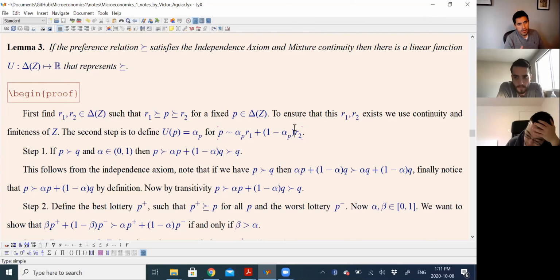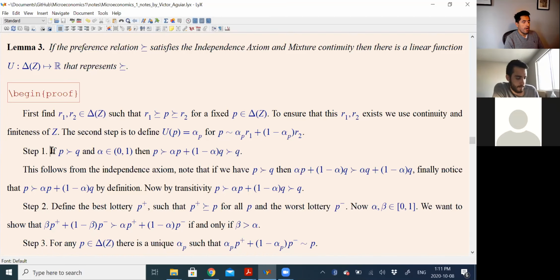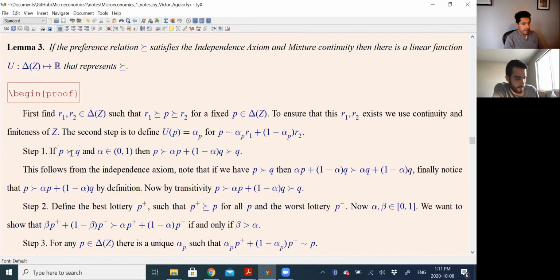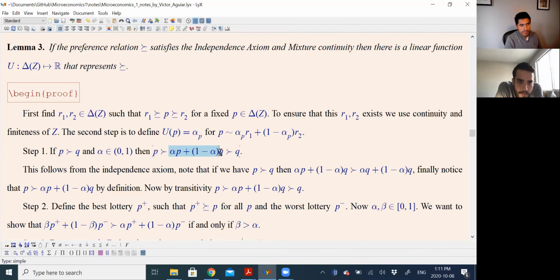So the objective is to use independence to show linearity of the proposed function. So this is what I'm going to do next. If P is strictly better than Q and alpha is inside (0, 1), then notice that I can take P and take a combination with alpha. I'm going to claim that P is strictly above alpha P plus (1 minus alpha) Q, and this is above Q, right? So this follows from the independence axiom.